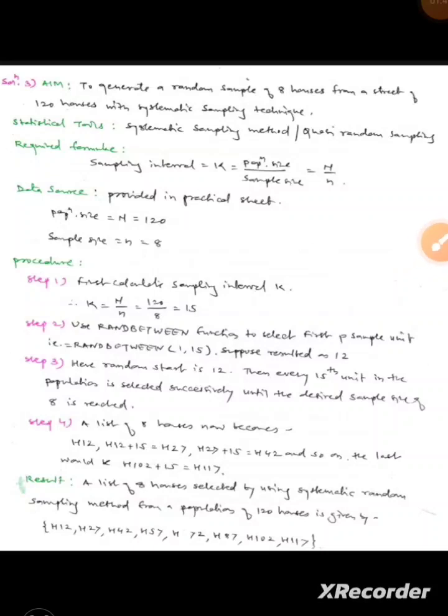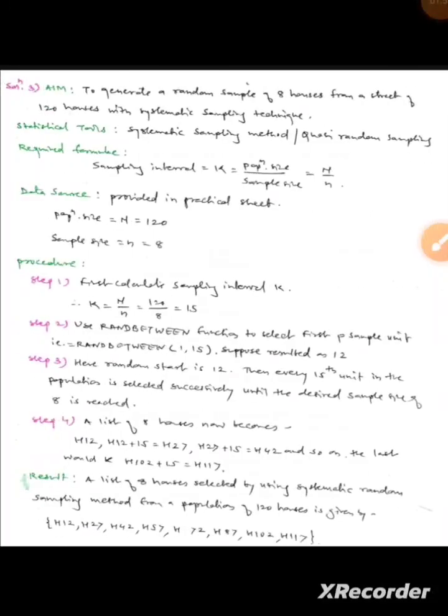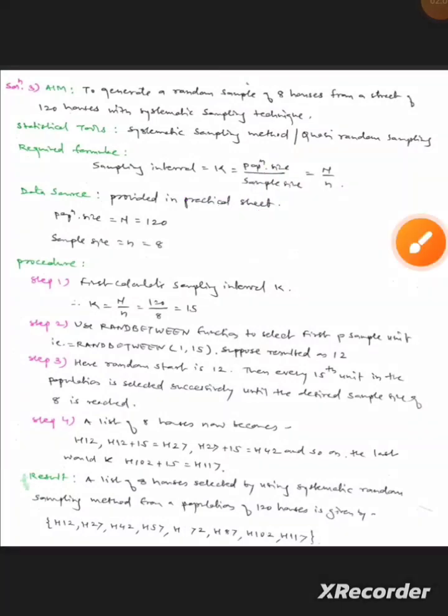What is the data source? The data source is provided in the practical sheet. If you see this practical sheet, there are 120 houses and we have to draw a random sample of 8 houses. Therefore, the population size capital N is equal to 120 and the sample size small n is equal to 8. What is the procedure?